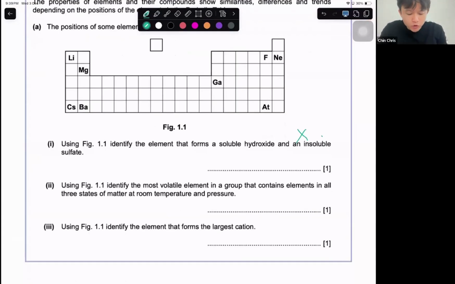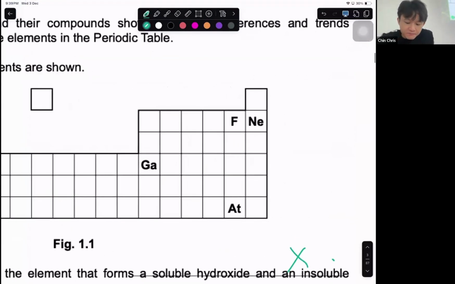Alright, guys, next. Most volatile element in a group that contains elements of 3 states of matter at room temperature and pressure. Guys, what does volatility mean? Most volatile means the easiest to evaporate. So there's only one group that consists of elements of 3 different states of matter. Group 7. Gas, liquid, solid. Oh, bromine. Then iodine is solid. So the answer is F.